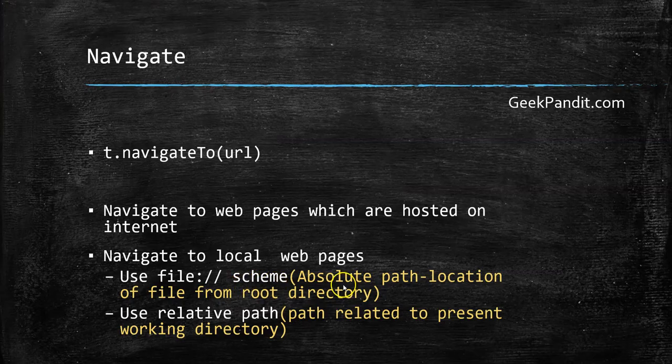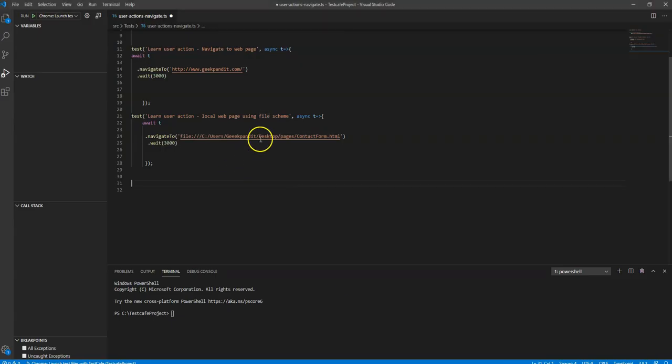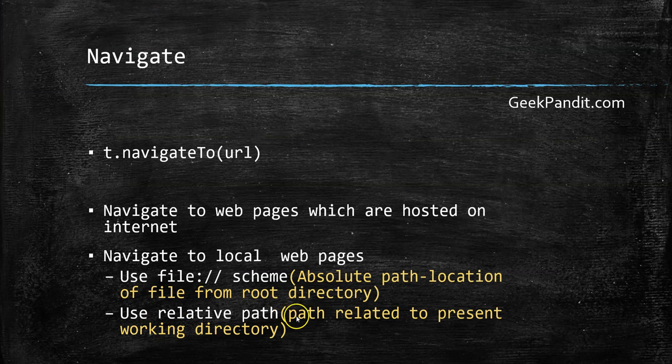So the file scheme is basically the absolute path. That means the location of the file from the root directory. For example, here this file contact form.html. This path is basically giving the information of this file path from the root directory, like file, C, users, Geekpandit, desktop, pages and then contact form.html. Whereas the relative path is basically the path relative to the present working directory. That means you don't have to mention a path from the root directory. We'll see this in the next test function.